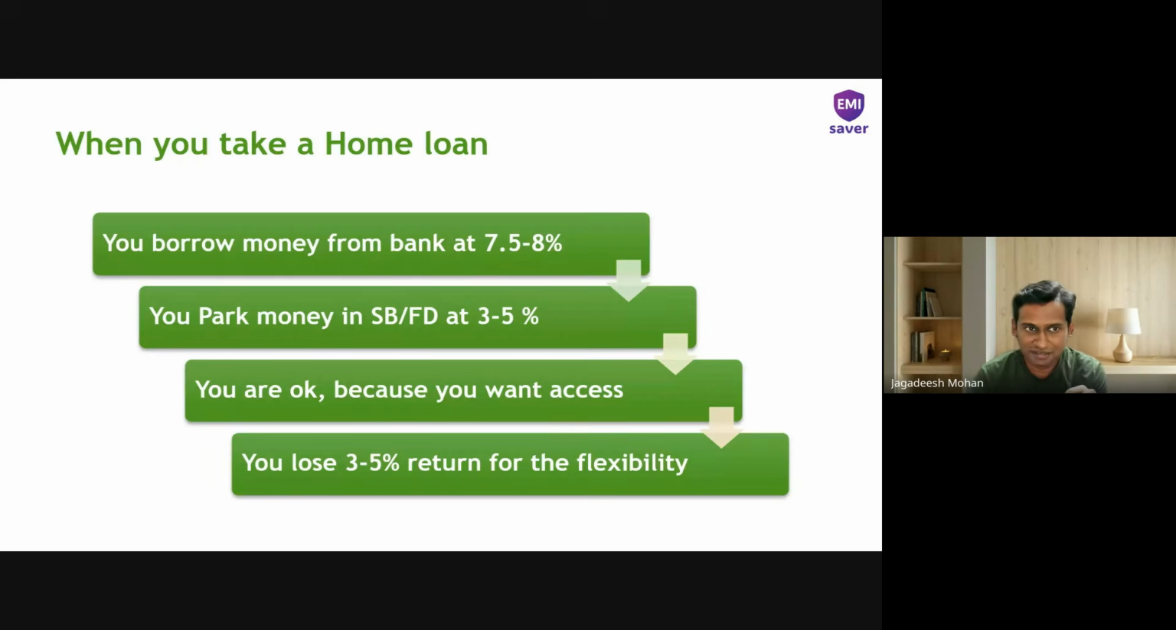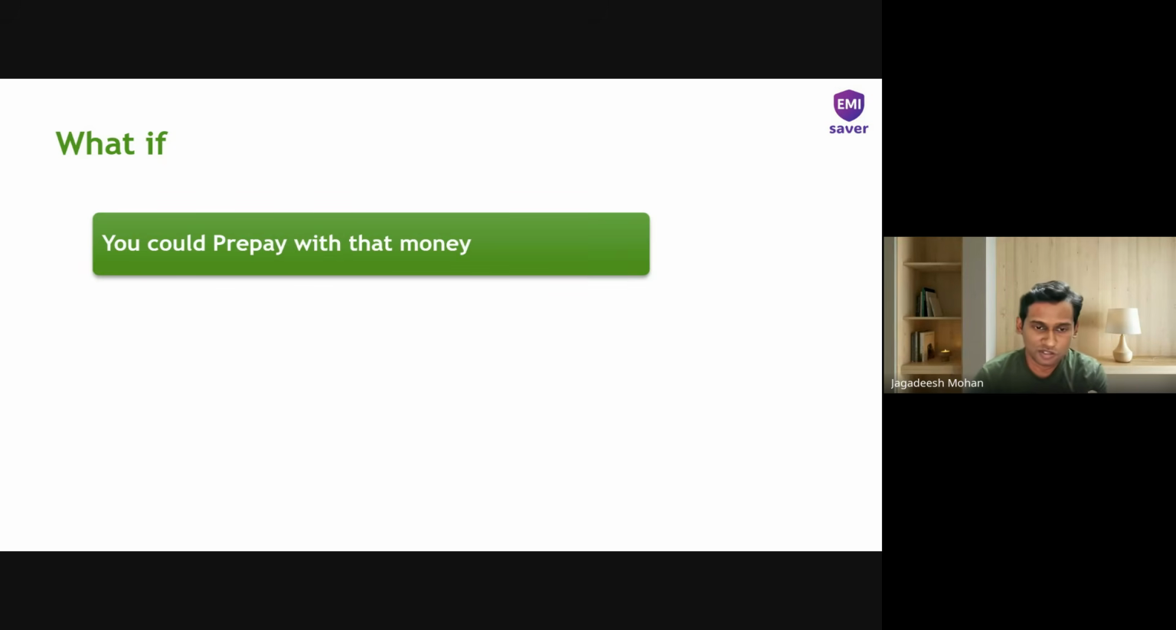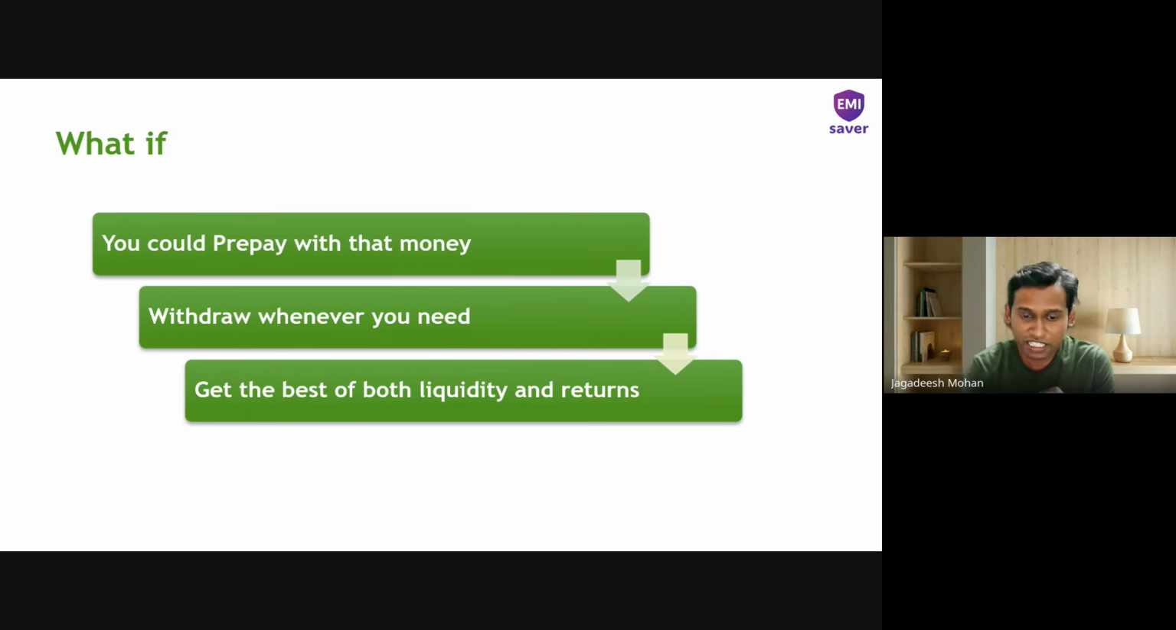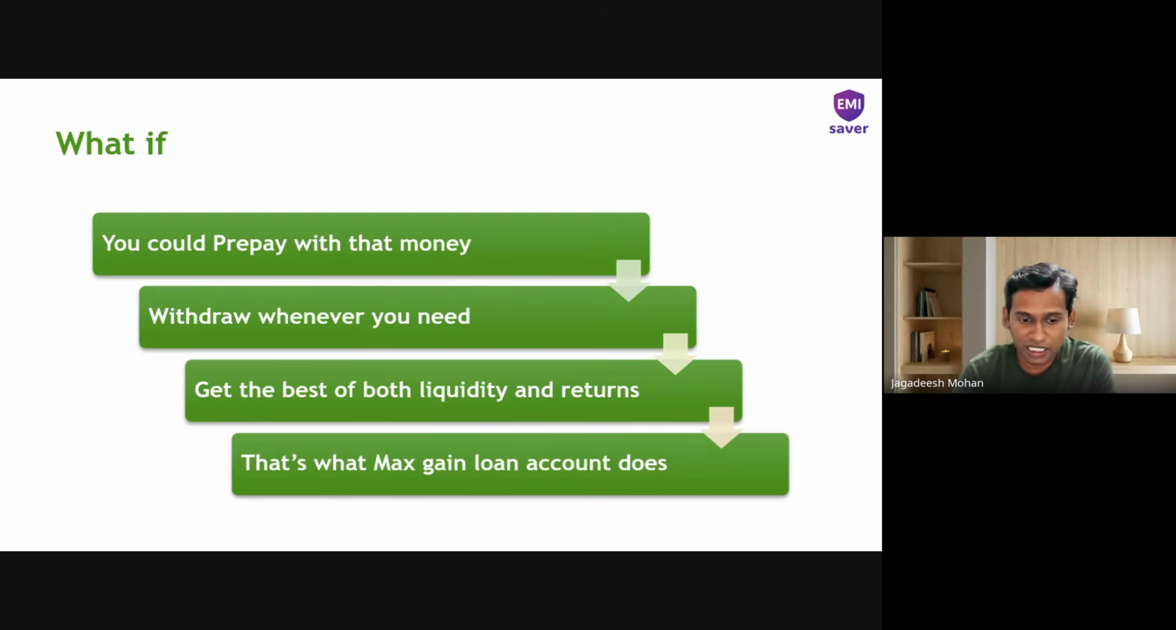Now this is an observation on our side. What if you could prepay with that money? Whatever money you have kept as an emergency corpus or for your reserve, you also retain the flexibility to withdraw that money whenever you need. What if you could get the best of both liquidity and returns? Like you could get savings account liquidity and the returns of, let's say, an FD or better than FD. This is exactly what a Max Gain loan account does.